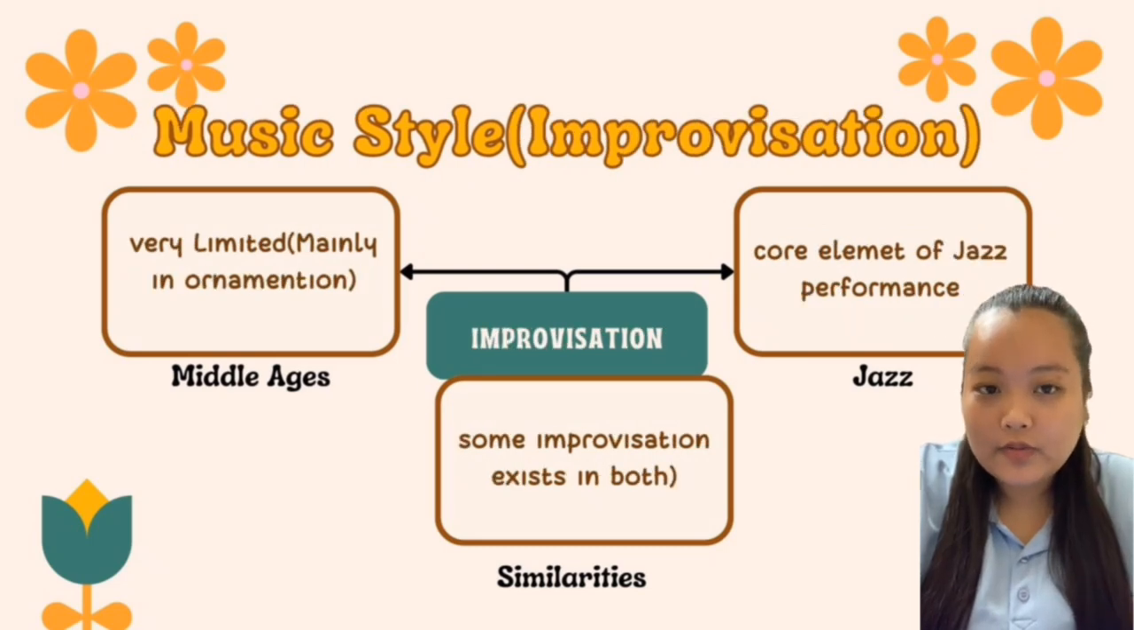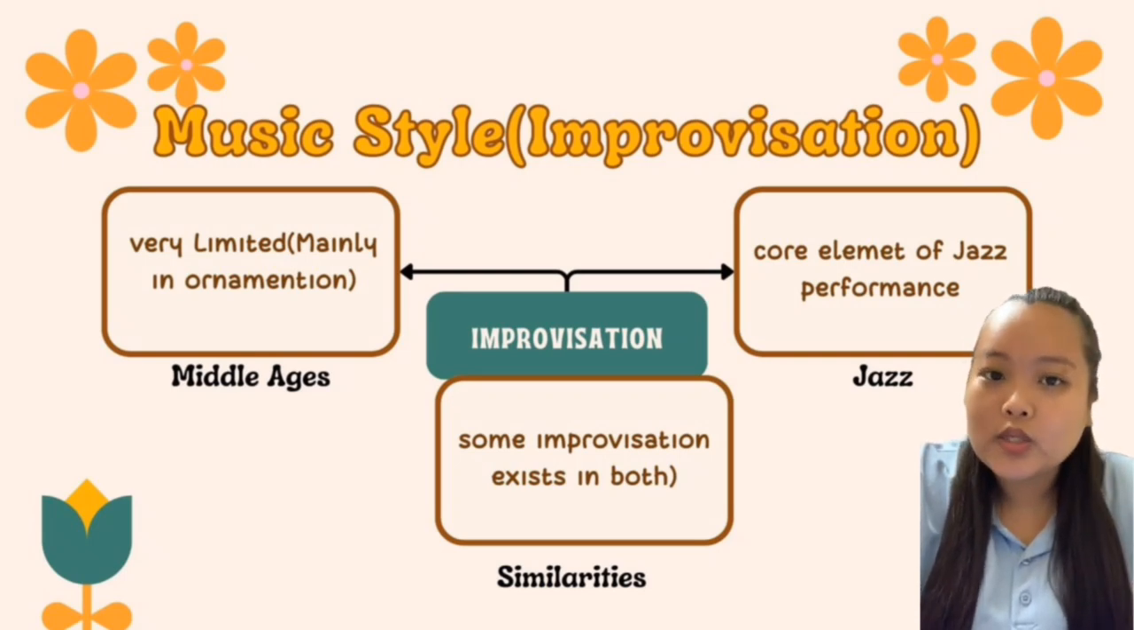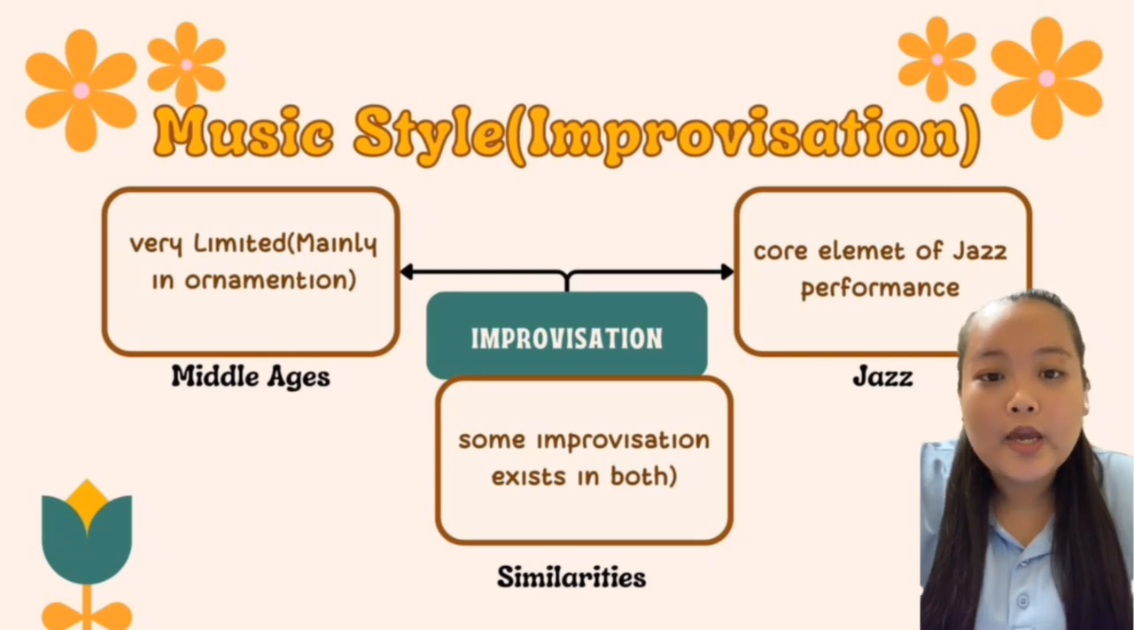Next point is improvisation. Improvisation in the Middle Ages was minimal, especially in sacred music where the structure was strict. However, some improvisation happened in ornamentation during secular performance. So in jazz, improvisation is essential. Musicians often create melody and solo on the spot, especially during live performance.